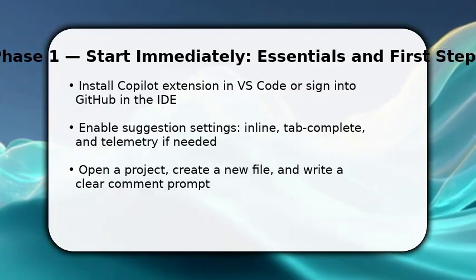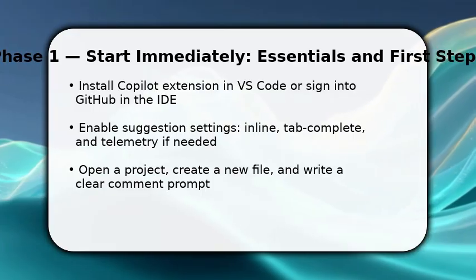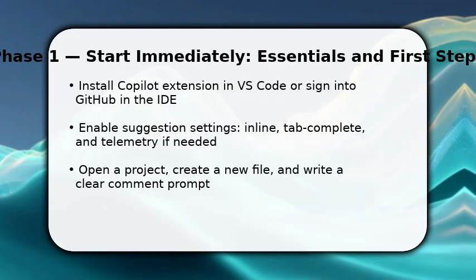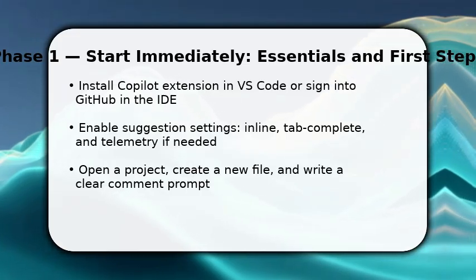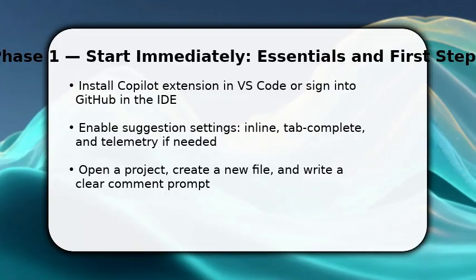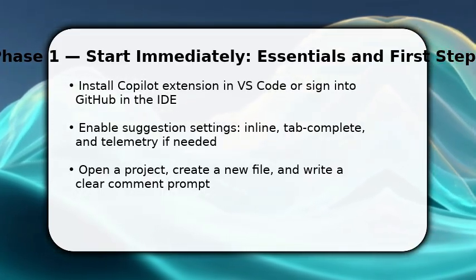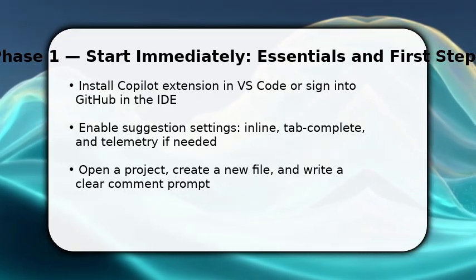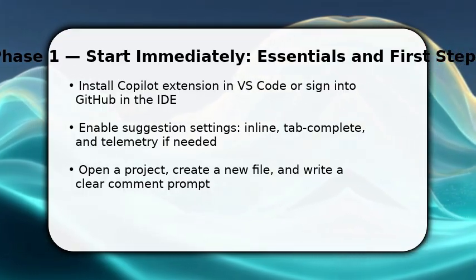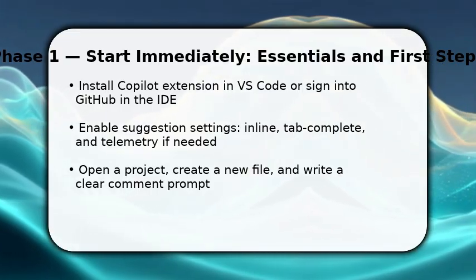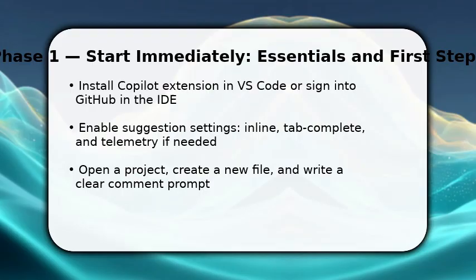You already have the basics: a GitHub account, VS Code or a supported IDE, and a project folder. Now take the first step: install and sign into the Copilot extension and enable inline suggestions. Create a new file and type a short comment describing the function you want, then press enter. You want immediate feedback, so start with a simple, concrete prompt. This helps Copilot produce useful code rather than vague results.